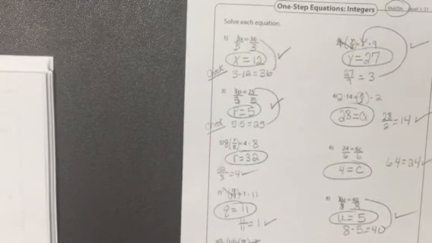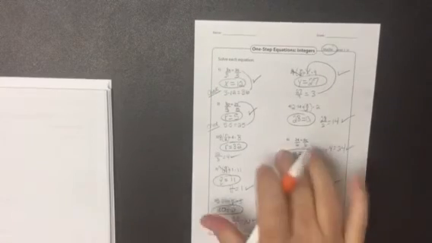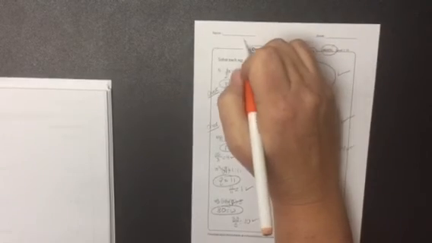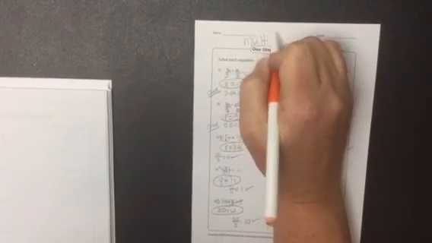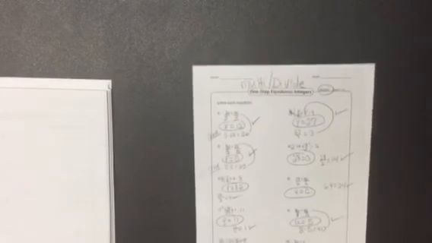Checking your work. Let's check the work. There we go. Check your work. This gets glued into your journal. And make sure you put up here multiply, divide. Glue it into your journal.